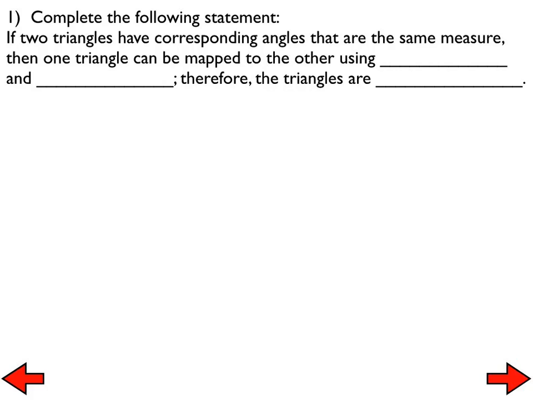All right, so complete the following statement. If two triangles have corresponding angles that are the same measure, then one triangle can be mapped to the other using, and this goes back to things we've been talking about over the last unit, rigid motions and dilations. Therefore, the triangles are similar to each other. When we're restricted to rigid motions, remember that leads to congruency or congruent shapes. But as soon as we incorporate dilations, now we have similar shapes.